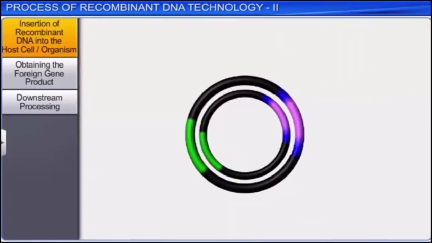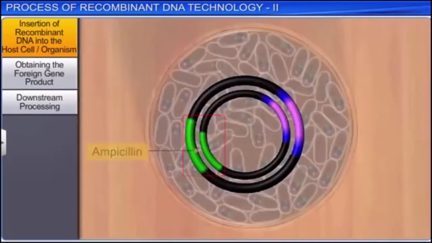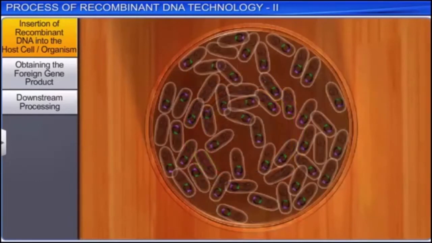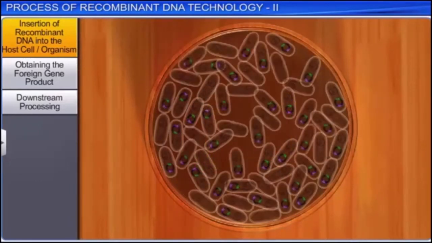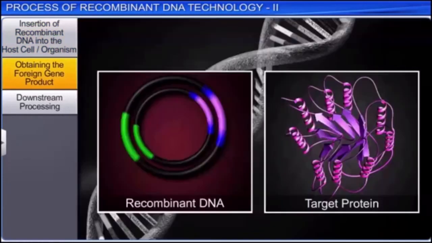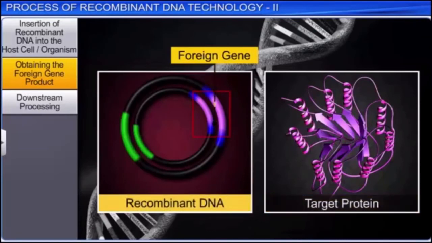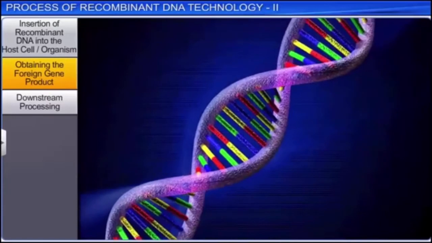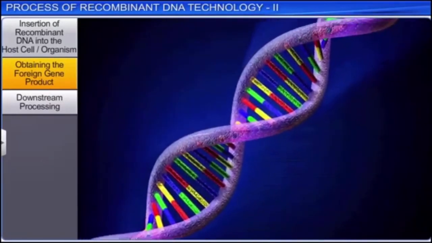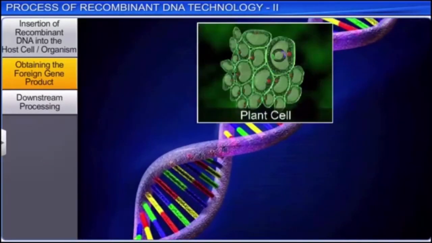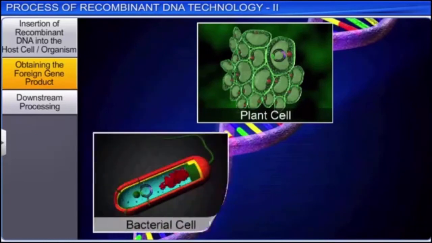In this case, the ampicillin-resistant gene acts as a selectable marker since it identifies and eliminates non-transformants and permits the growth of transformants. Let us now understand how to obtain a target protein from a foreign gene of recombinant DNA. If any protein encoding gene is expressed in many hosts such as plant cells, bacterial cells, and fungal cells, it is called a recombinant protein.